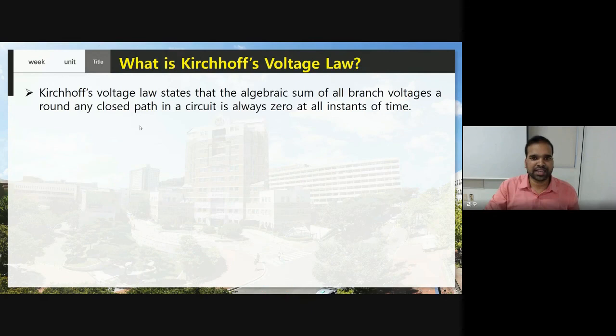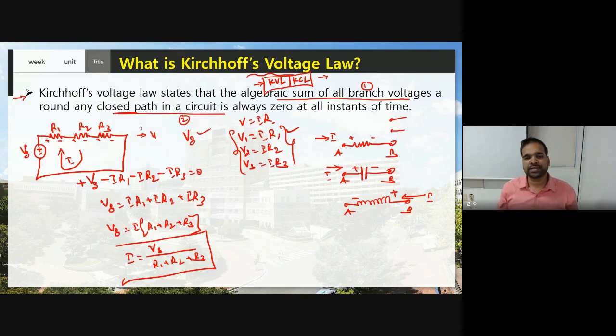So once again I am saying here, Kirchhoff's voltage law states that the algebraic sum of all branch voltages in a closed path is equal to 0. Okay, so I hope you understood this concept. Thank you so much.